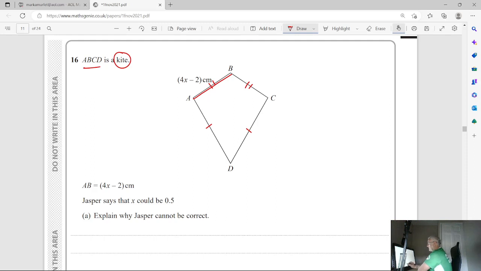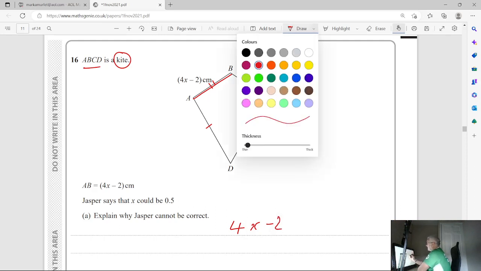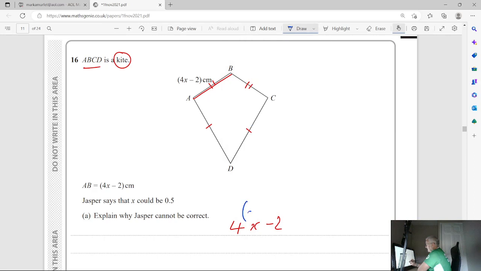So all it wants me to do is put my function down here, and where the x is, I'm going to substitute in 0.5. Remember, that's 4 times x. So I'm going to do 4 lots of 0.5. So 0.5 times 4 gives me 20, so 2.0 because I've got 1 decimal place. So that's going to be 2.